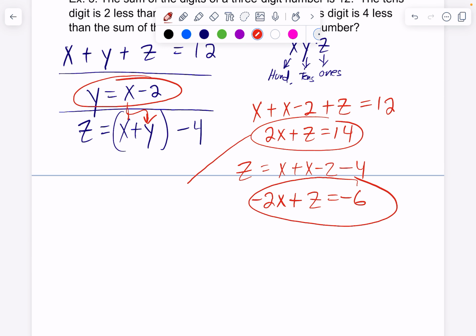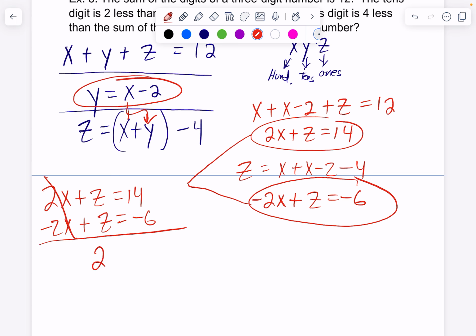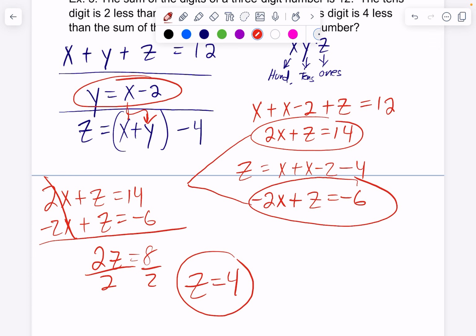Now I'm going to take these two equations, and the logical step here is to eliminate the x's. So the x's will cancel. I've got 2z equals 8, divided by 2, z equals 4. That's my ones digit. Okay, so I got z is 4. So now I can plug it in and find my x.